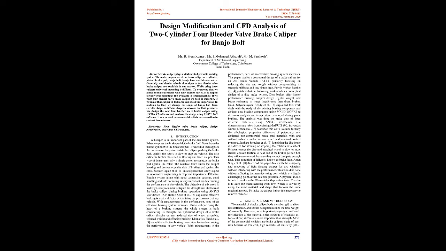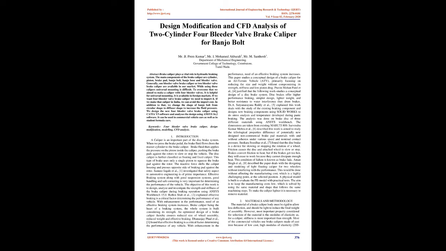1. Introduction. A caliper is an important part of the disc brake system. When we press the brake pedal, the brake fluid flows from the master cylinder to the brake caliper. Brake fluid then applies pressure on the piston inside the caliper, pushing the brake pads against the rotors to slow or stop the vehicle. The disc caliper is further classified as floating and fixed caliper. This type of brake uses only a single piston to squeeze the brake pad against the rotor. The reactive force shifts the caliper housing and presses the opposite side of the braking pad against the rotor.